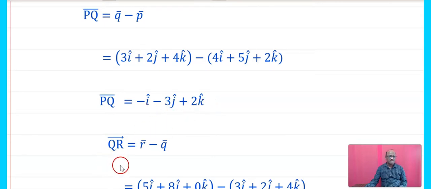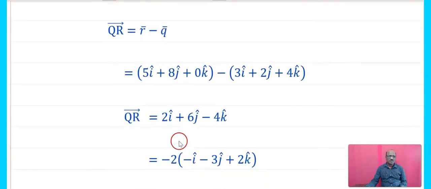And QR is R bar minus Q bar. R bar is 5i cap + 8j cap + 0k cap, minus 3i cap + 2j cap + 4k cap. If you evaluate 5i cap minus 3i cap, you will get 2i cap. 8j cap minus 2j cap gives 6j cap. 0k cap minus 4k cap gives minus 4k cap. That is, you will get 2i cap + 6j cap minus 4k cap.